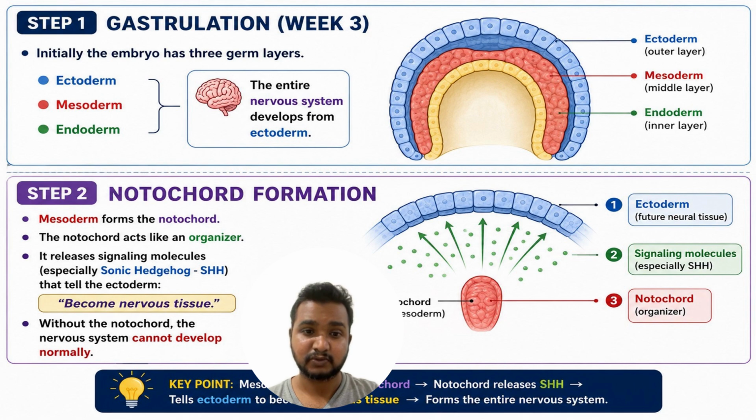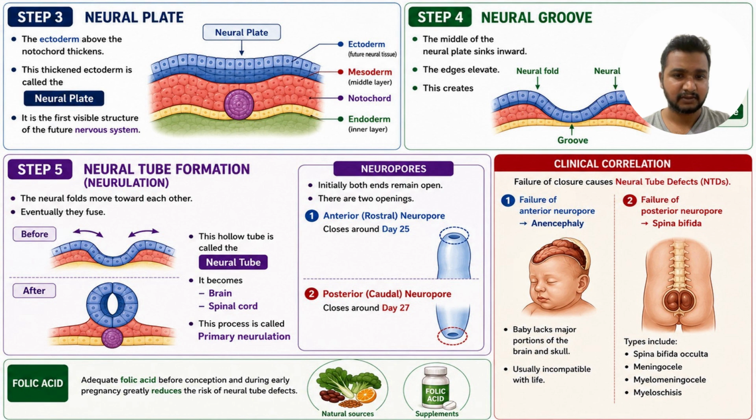So remember these 2 high-yield concepts. Gastrulation forms the 3 germ layers. The notochord induces the ectoderm to become neuroectoderm through sonic hedgehog SHH signaling. In the next slide, we will see how this neuroectoderm thickens to form the neural plate, marking the beginning of neurulation.